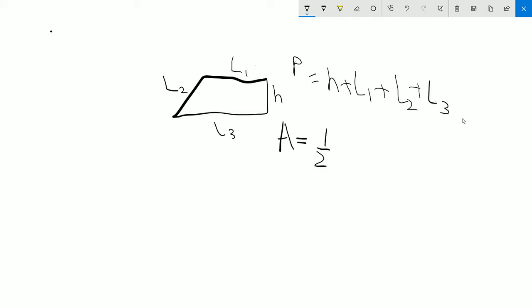And for the area, the formula is 1 by 2 into this height into the sum of these two parallel lines, L1 plus L3. So remember the significance of these two parallel lines, L1 and L3. When you have to calculate the area of this shape, you need to take the sum of the two parallel lines. So the formula for the area is 1 by 2 into height into the sum of the parallel sides.